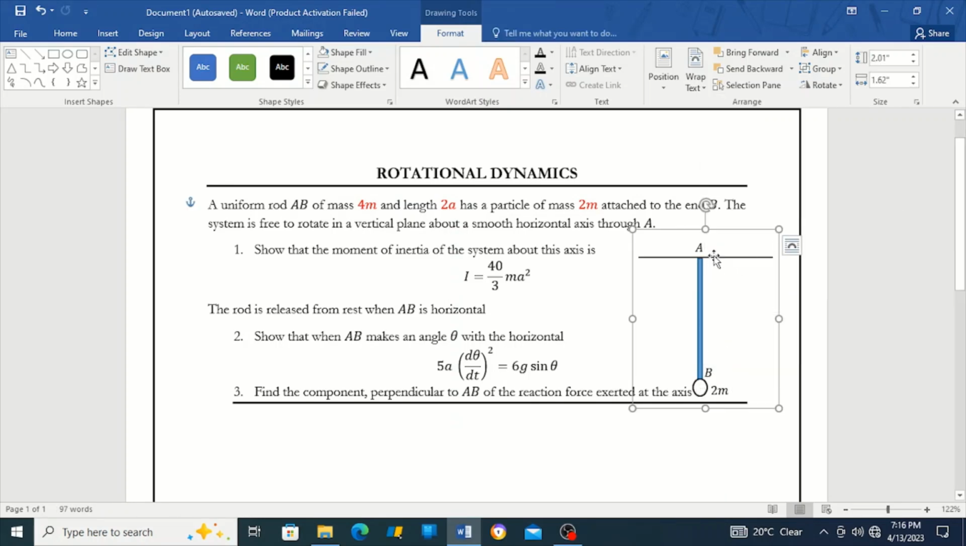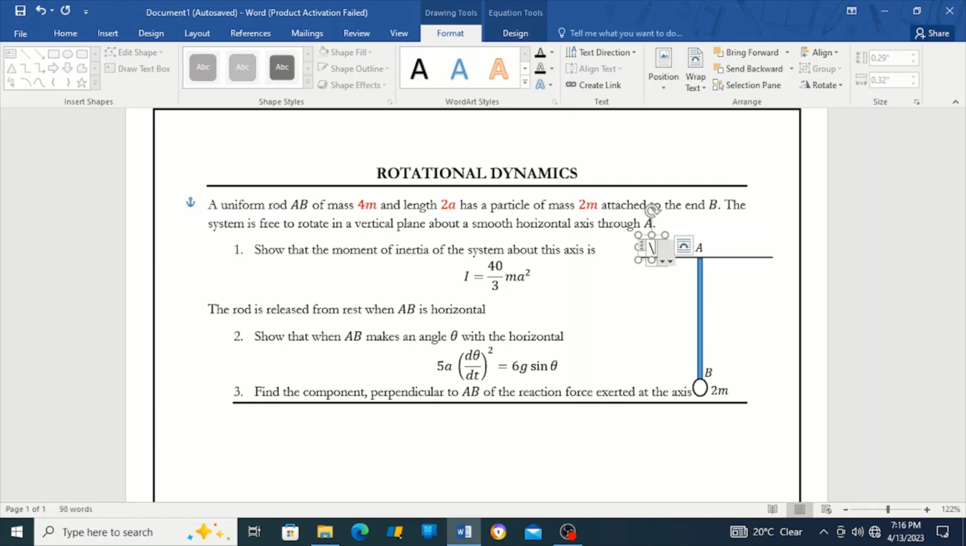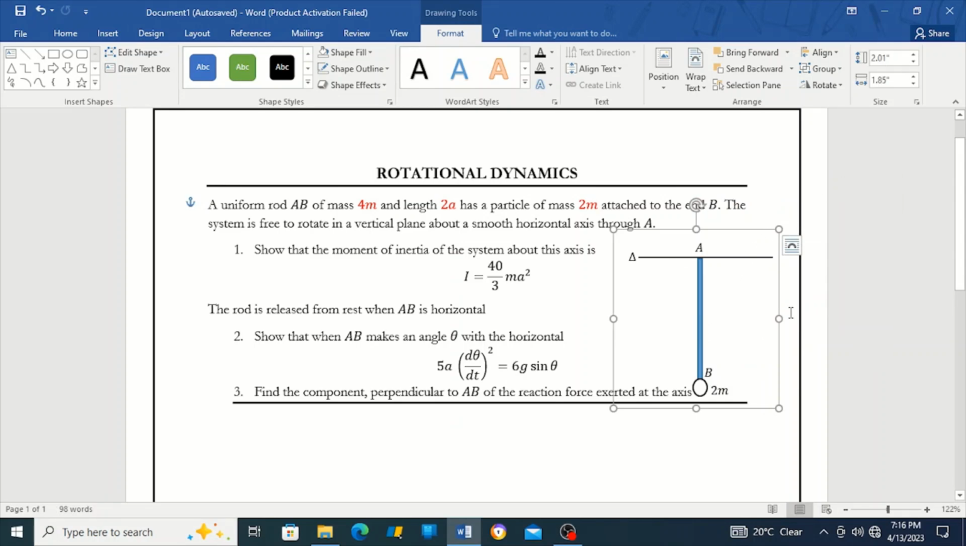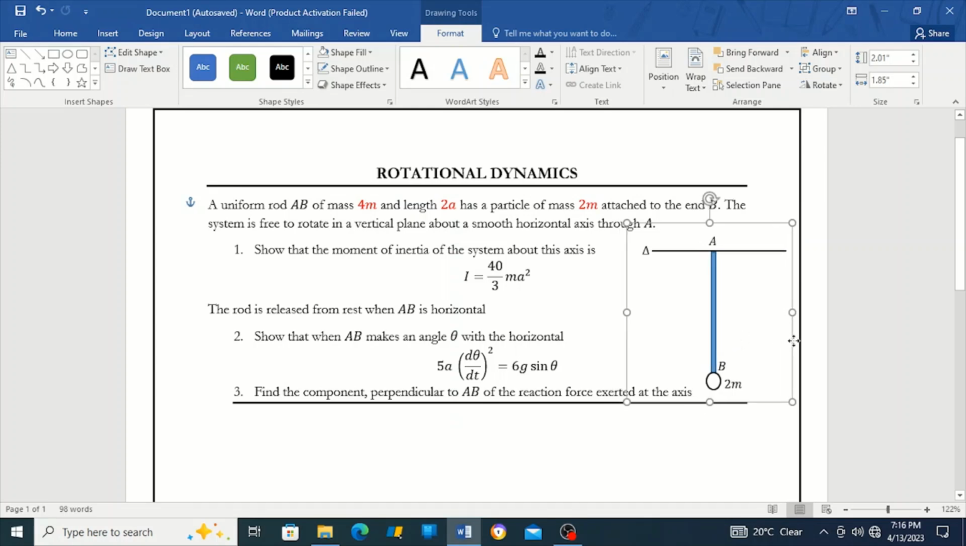So like I said, let us indicate that that horizontal axis is the axis delta. The system is free to rotate in a vertical plane about a small horizontal axis. So you see it is rotating like this, left, right, for example, like something like simple harmonic motion or a simple pendulum. That's just an example.